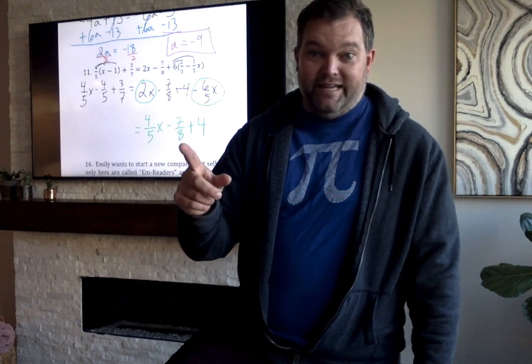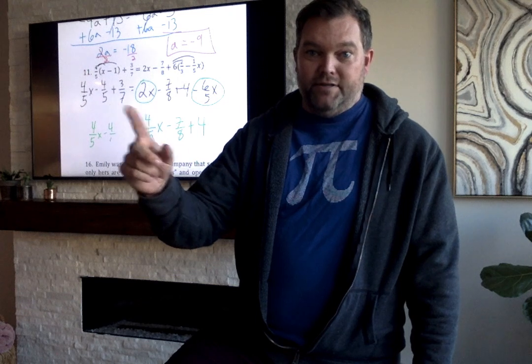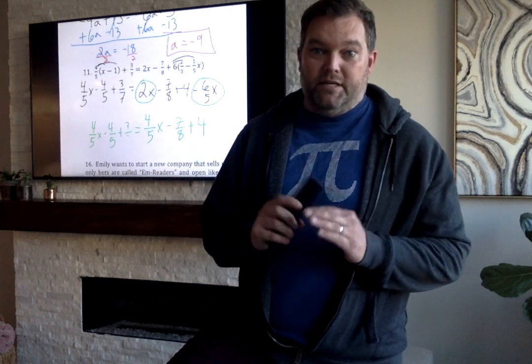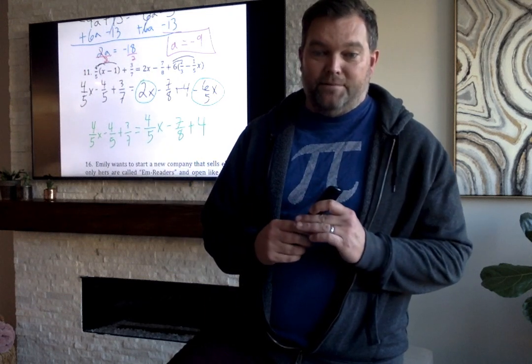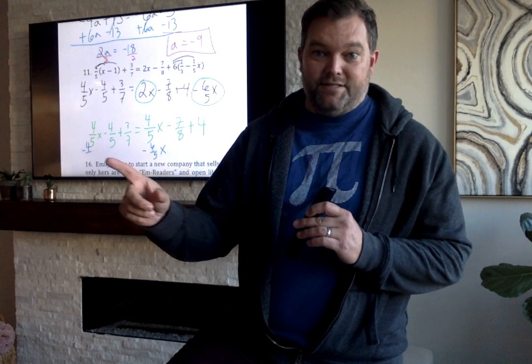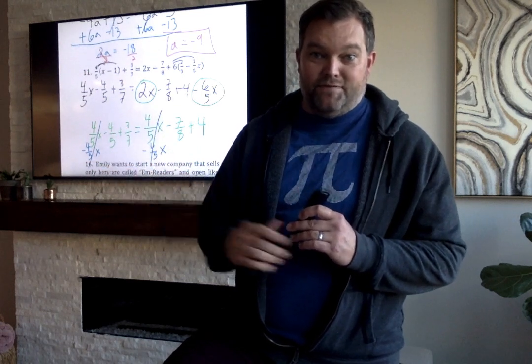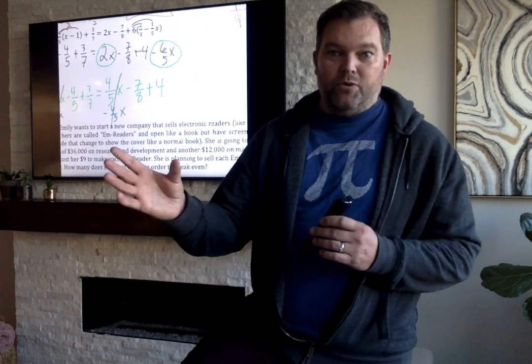I actually don't care about this part. I also don't care about this part because our priority needs to be getting our x's together. And if I want to get the x's together, I'm going to subtract 4/5 x. Do you see what's about to happen? 4/5 x cancels, 4/5 x cancels. What do we have left?